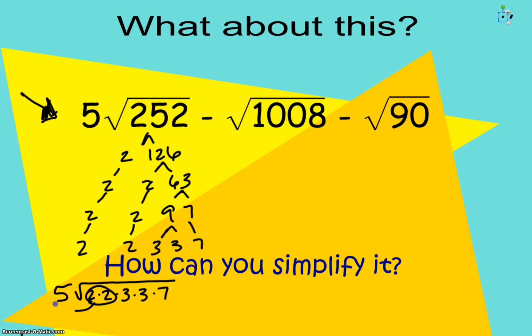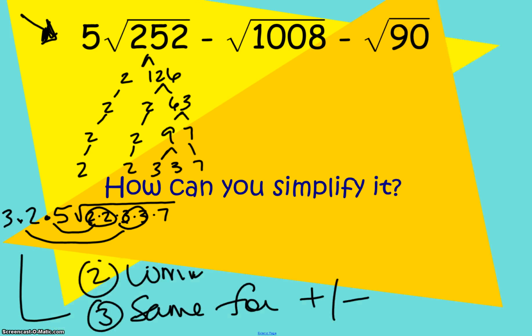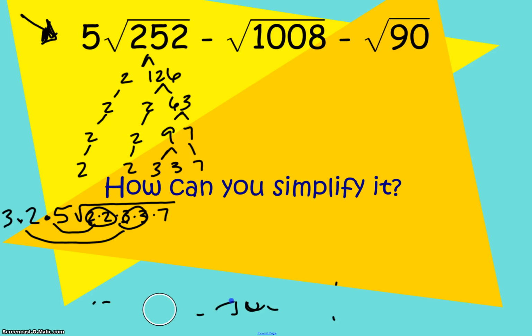This factor pair can be taken out. This factor pair can be taken out. And now I simplify the radical. So I have 2 times 3 is 6 times 5 is 30 square root of 7. So there's my first one.